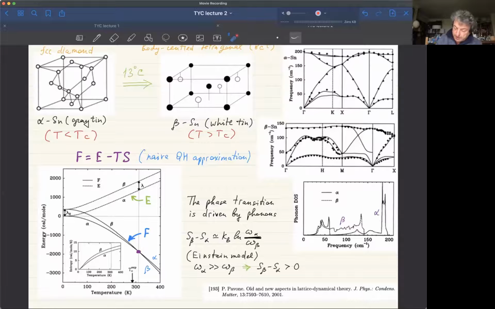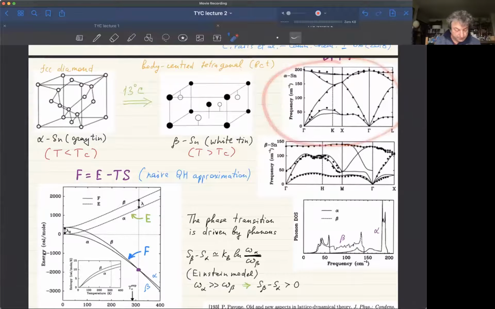So here you can see the phonons for the alpha phase and for the beta phase. What is interesting to note is that the alpha phase phonons go to much higher frequencies than the beta phase. Here the highest is about 140 inverse centimeters, here it is over 200. If you look at the density of states, the alpha phase has these peaks here at high frequencies. Because of that, the contribution of phonons due to the beta phase, as compared to the alpha phase, becomes larger.